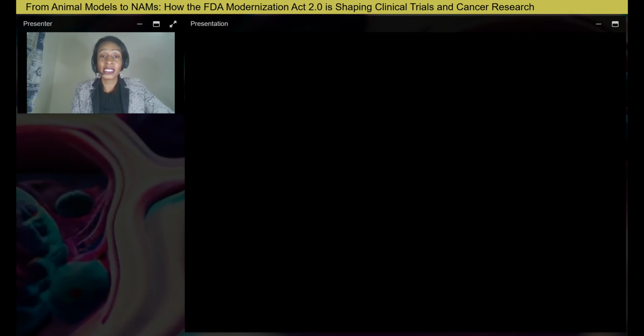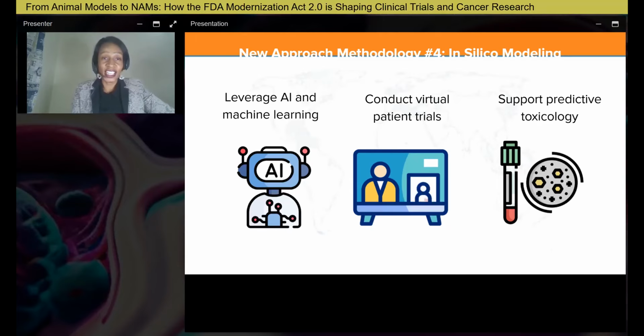And the last method we look at is in silico modeling. Computer chips are actually made from silicon, so this informs the name in silico modeling. And here, computational methods that leverage AI and machine learning are used to create virtual patient cohorts in which researchers can carry out digital trials.